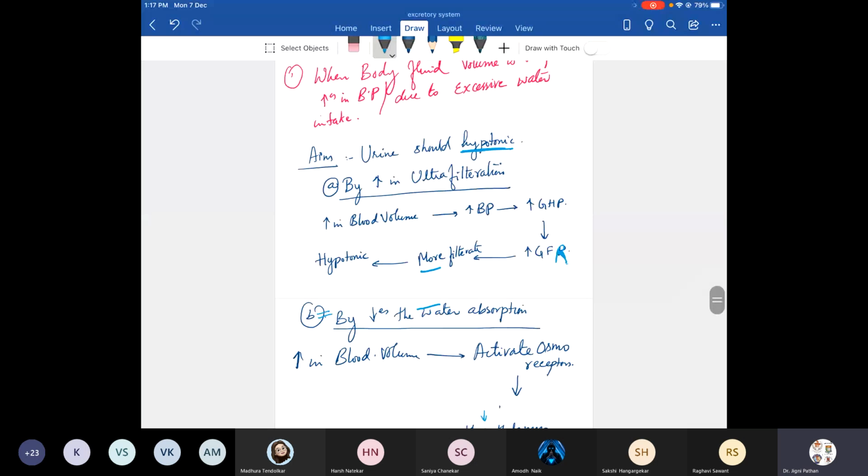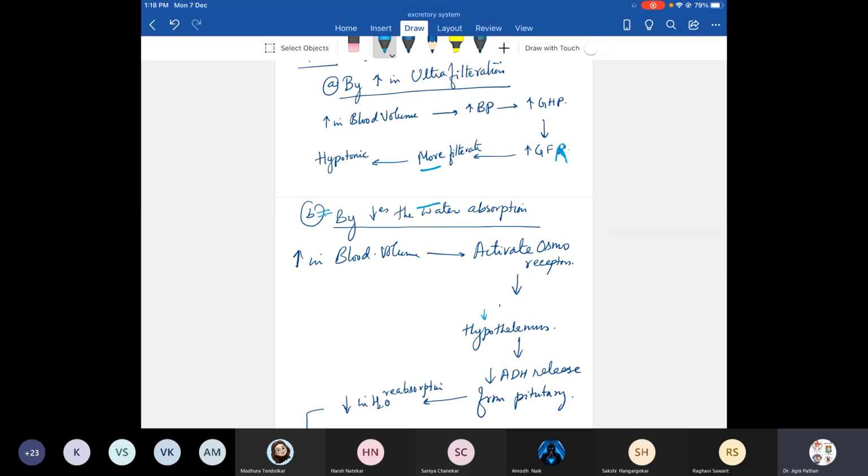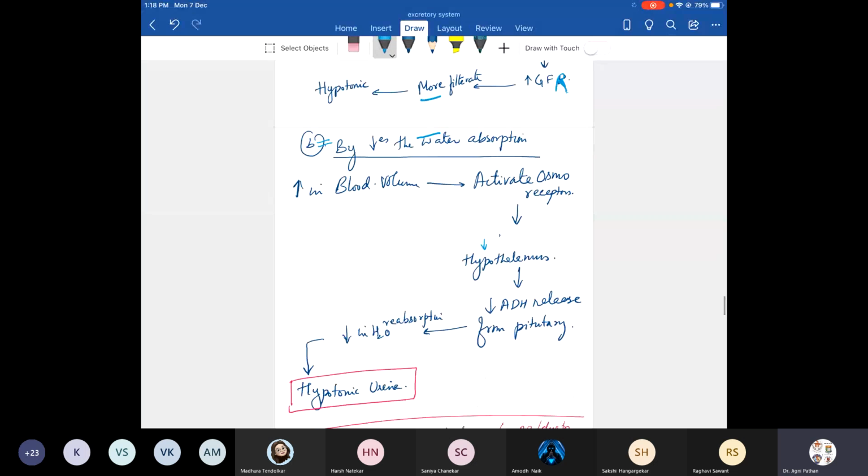The second is by decreasing the water reabsorption. How? When there is an increase in blood volume, this activates the osmoreceptors, which will decrease the hypothalamus functions. When hypothalamus function is decreased, the release of ADH is also decreased. And when ADH is not released much, ADH usually absorbs water. So there is a decrease in reabsorption of water that leads to hypotonic urine.